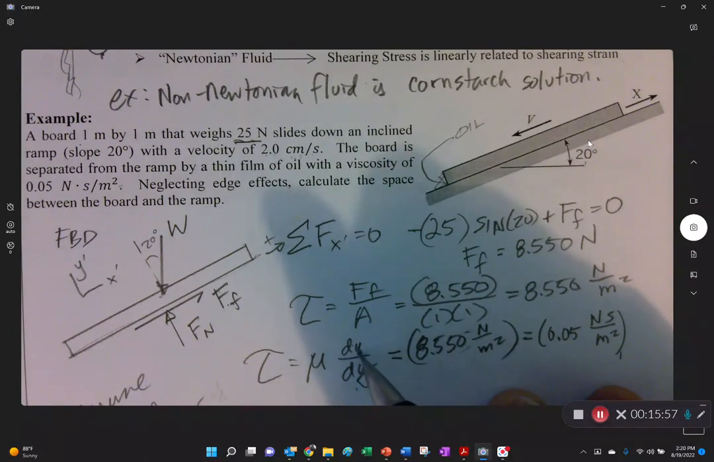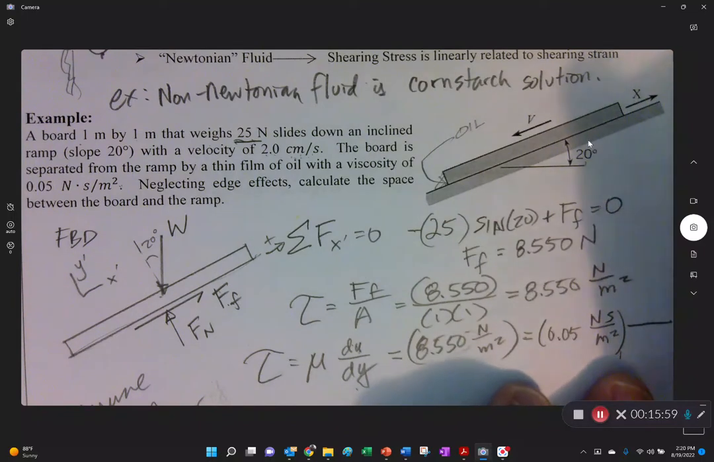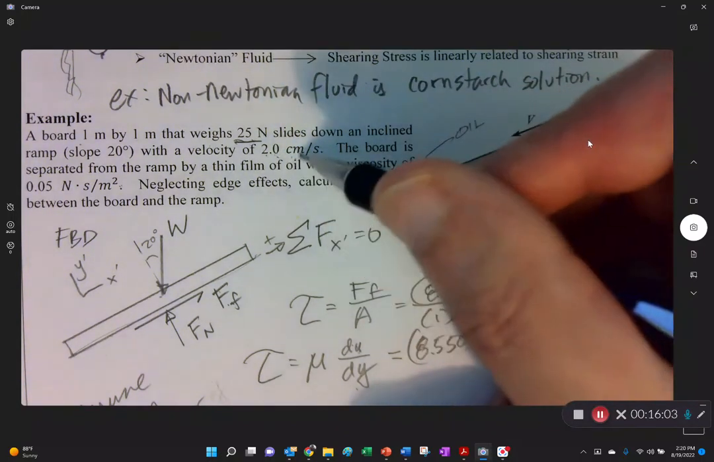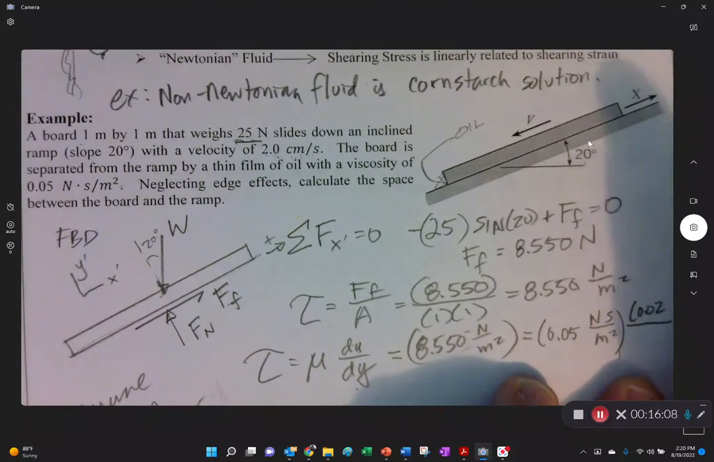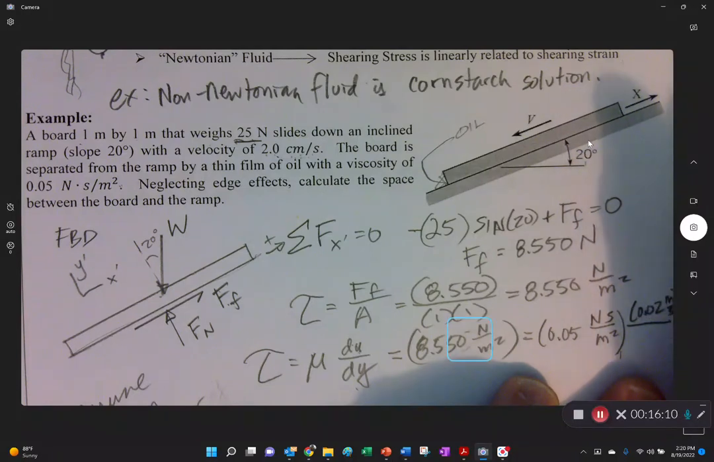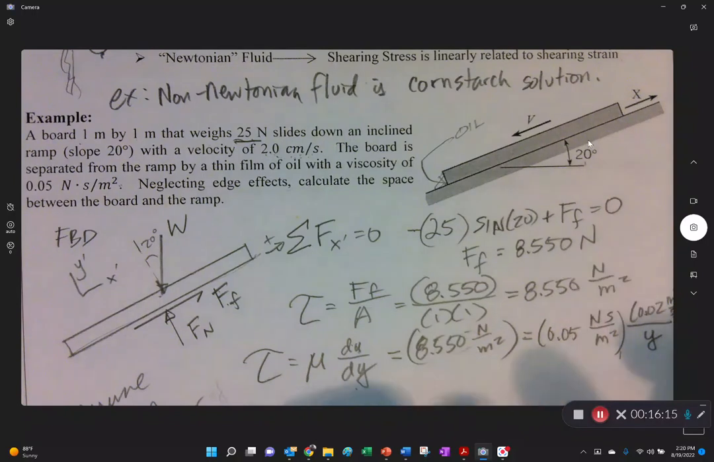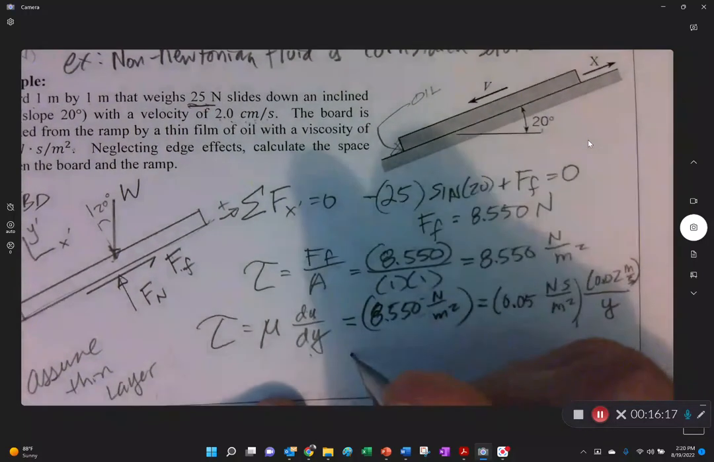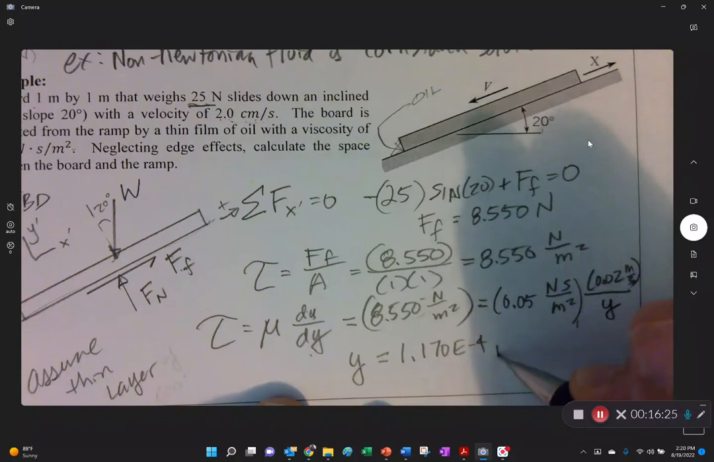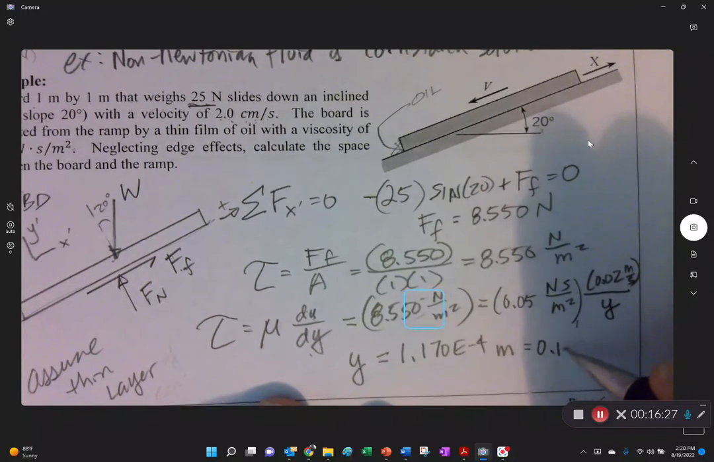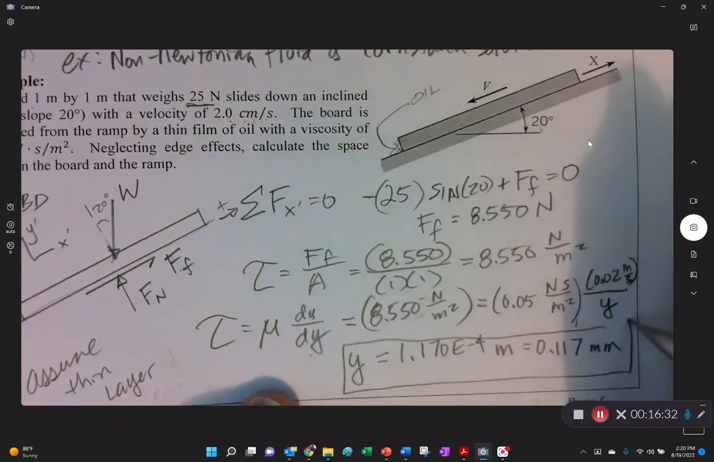It's a thin layer, so we're going to say that this is just going to be the velocity, or 2 centimeters per second, which is the same thing as 0.02 meters per second. Running out of room. And we're going to say that that's over y, which is the thickness. We'll call y the thickness. We run through those numbers, and we're going to get 1.170 e to the minus 4 meters, which is 0.117 millimeters thick. And that's our answer.